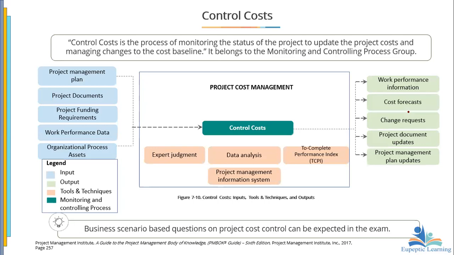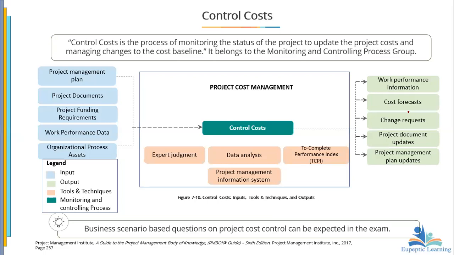What are the ITTOs as far as control cost is concerned? Project management plan, project documents, project funding requirements, because we want to know, as far as the funding of the project is concerned, what the requirements are. Work performance data. Okay, so we are 20% into the project and we have spent 40%. That's a cost variance, right? It's negative. So that data will help us to know what to do.